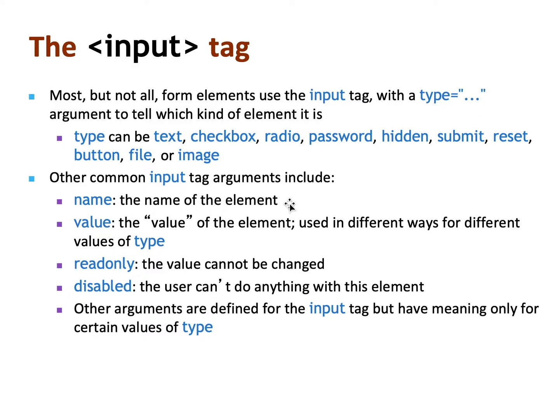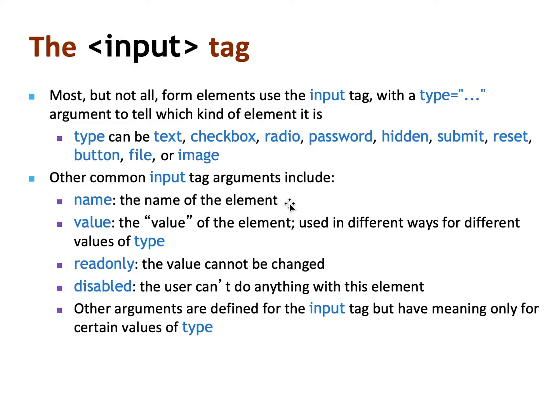So that means it cannot be edited, so we can define that when it's sent. Then disabled: basically the user can't input anything with this element. So you put this tag on, say, a drop down menu where one of the features we can't select anymore, so we add disabled so that the user knows that this cannot be clicked.